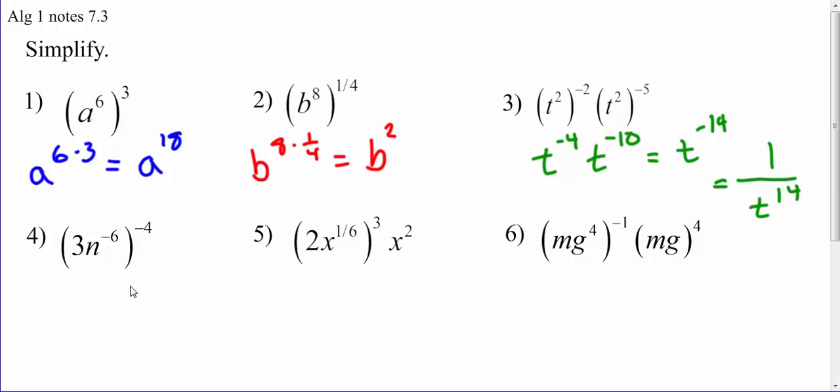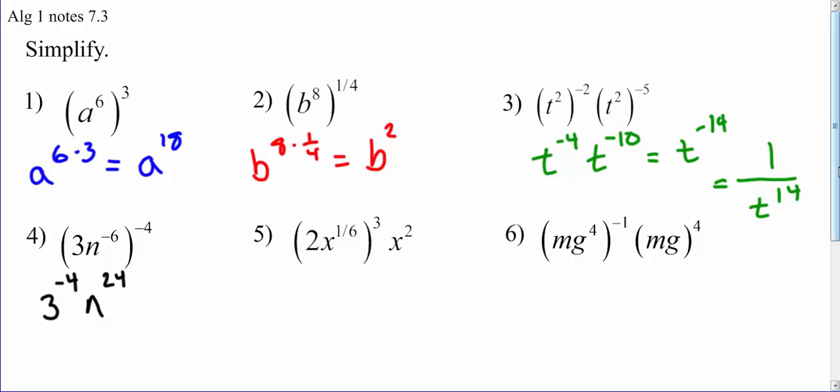Alright, number 4 looks at the second concept we were dealing with. The fact that we have a negative exponent right out here outside the grouping is interesting. Let's go ahead and apply the exponent to everything, and then we'll address that negative situation. So 3 to the negative 4 is the first term, and then we'd have n to the negative 6 times negative 4. That's n to the 24.